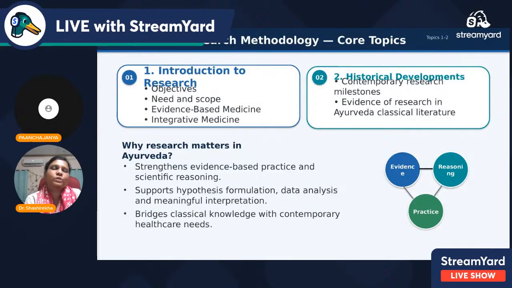By using the Sanskrit term, you must understand that as research and answer for that. Some synonyms are there, such as gaveshana, anveshana. These terms may be used, and you should not get confused with that.